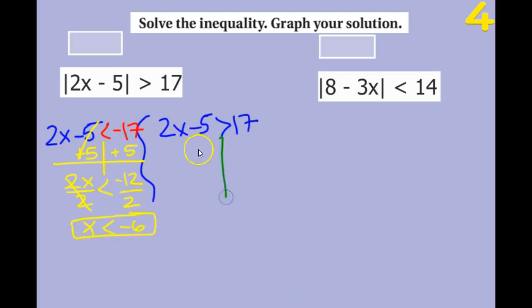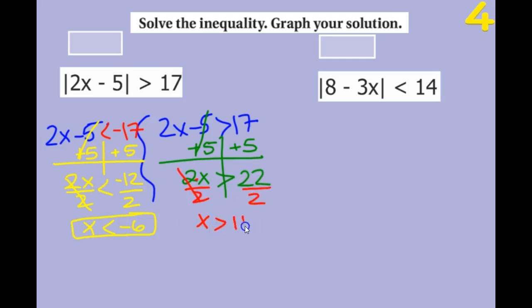And over here, same thing, add 5. So we have 2x is greater than, these are all positives, that gives us 22. And then divide by 2. X is greater than 11.